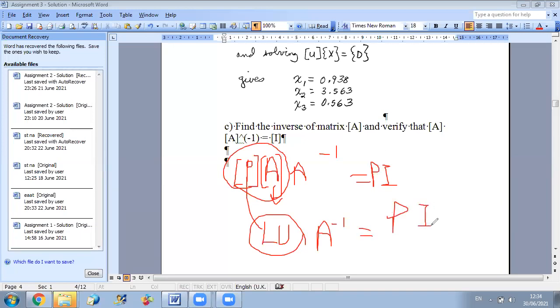Okay? Please don't confuse this. A times A minus 1 is the identity matrix. But when I do pivoting, A is not equal to LU; P times A is equal to LU. Okay?